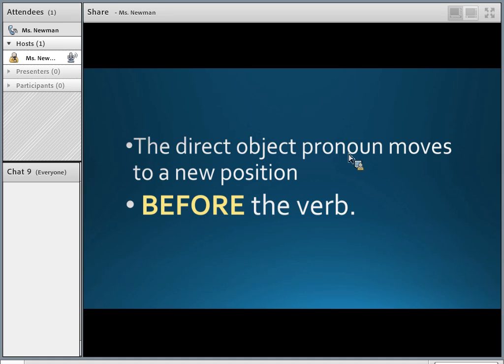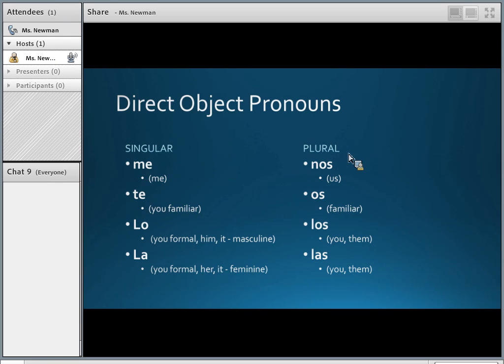So just a reminder here that the direct object pronoun moves to a new position before the verb once we've made it. So let's look at our list of direct object pronouns. Our singular ones, we have me, if we're referring to myself, right? Te, you familiar. Lo and la are the ones you're going to use the most. Down here, lo, la, and over here, los and las. So basically just the masculine and singular form, feminine and singular, masculine and plural, feminine and plural.